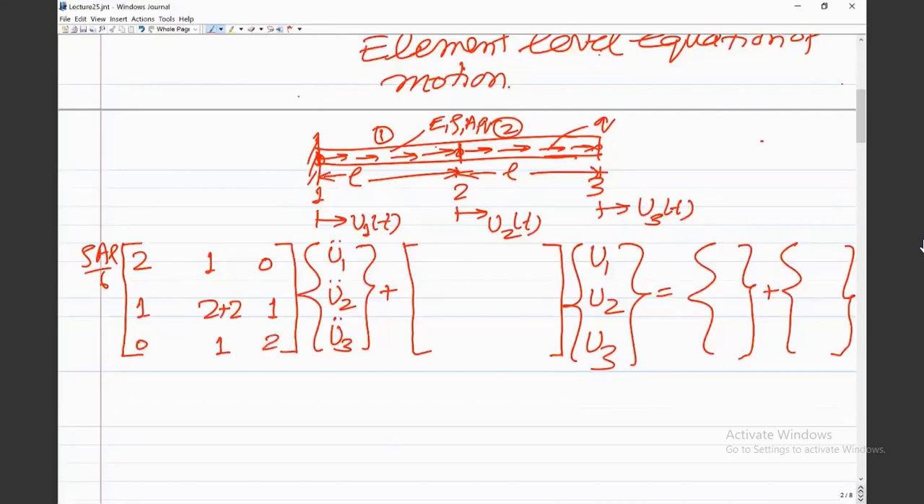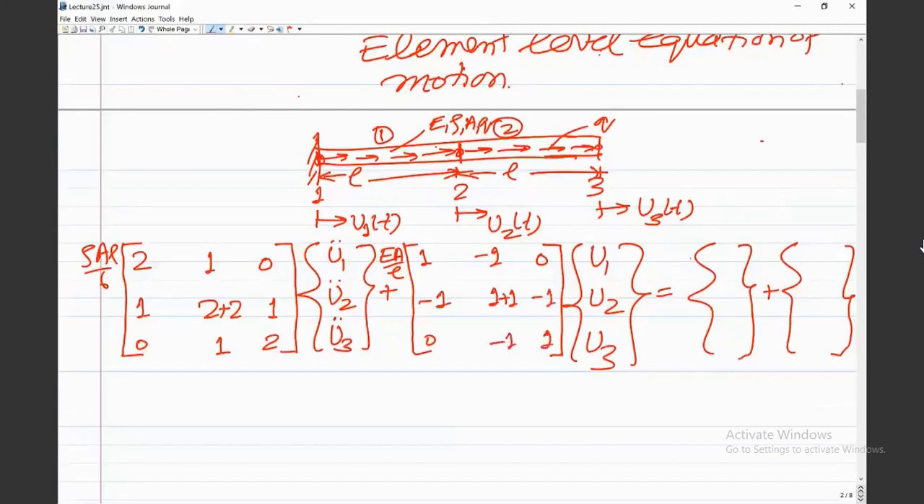So this is the assembled mass matrix. And similarly the stiffness matrix, where EA by L is common. The first element will go into the first 2 rows and columns: 1, minus 1, minus 1 and 1, then this is 0, this is 0. And the second element goes into the second and third rows and columns, so plus 1, minus 1 and 1. So this is how the stiffness matrix will be.